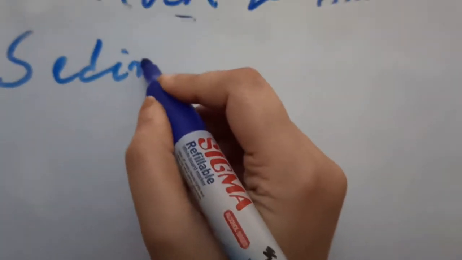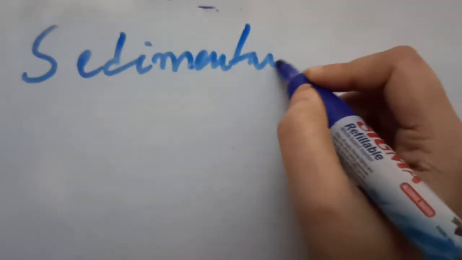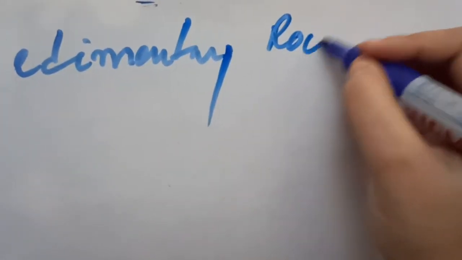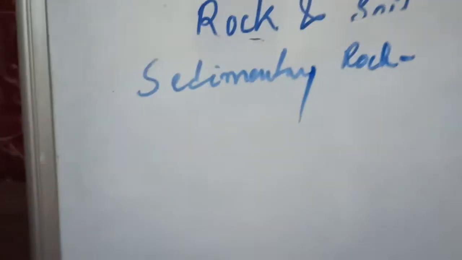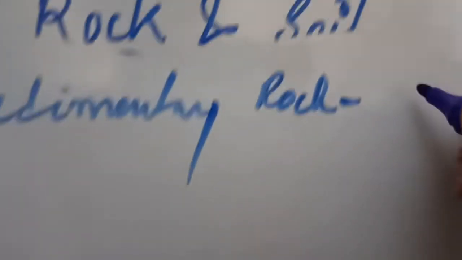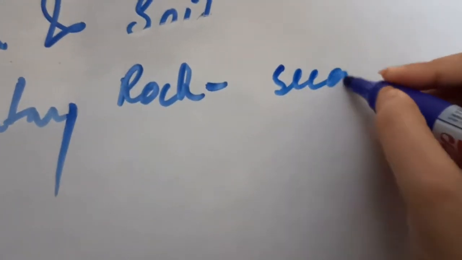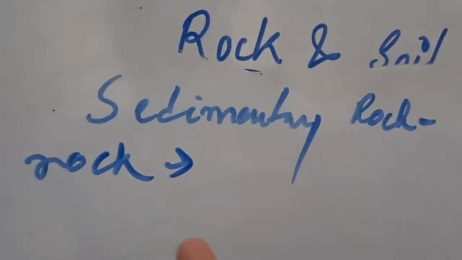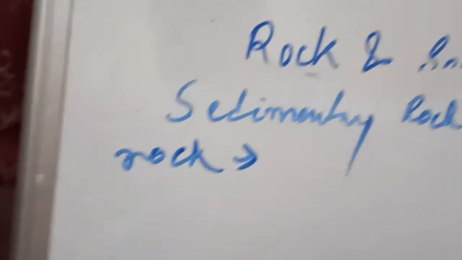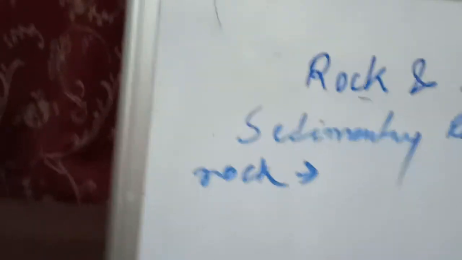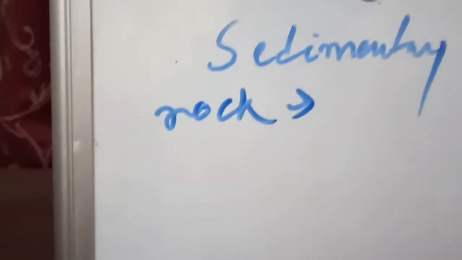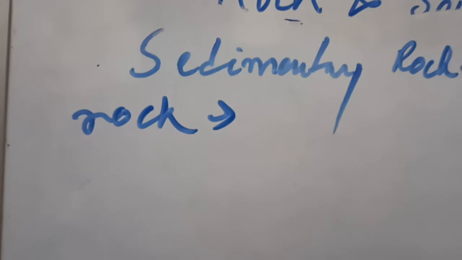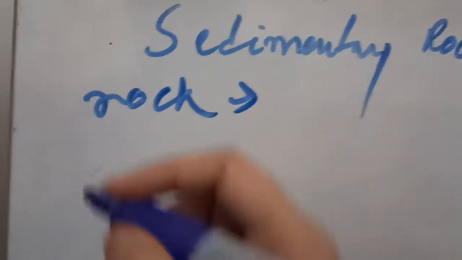Next is the sedimentary rock. The sedimentary rock is also known as the secondary rock. The reason it is known as the secondary rock is because it is formed next to the primary rock, or next to the igneous rock. So now let us see how the sedimentary rocks are formed.